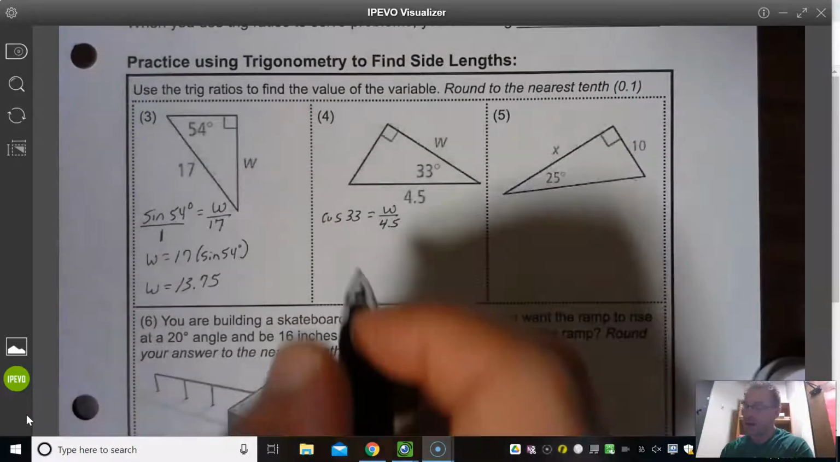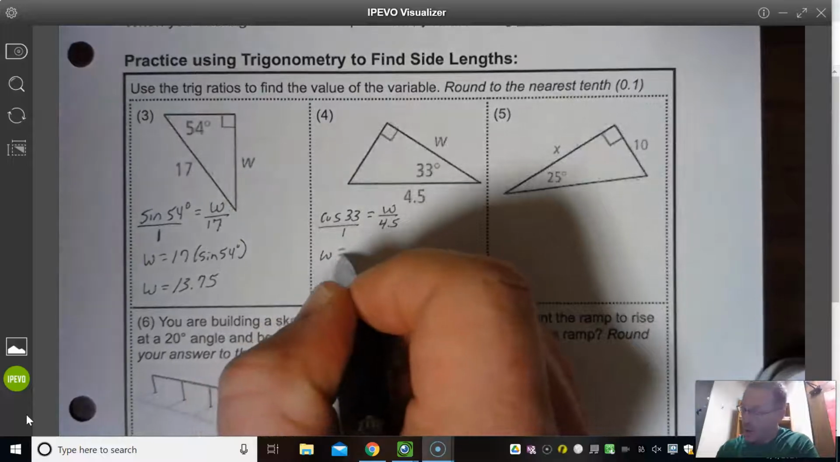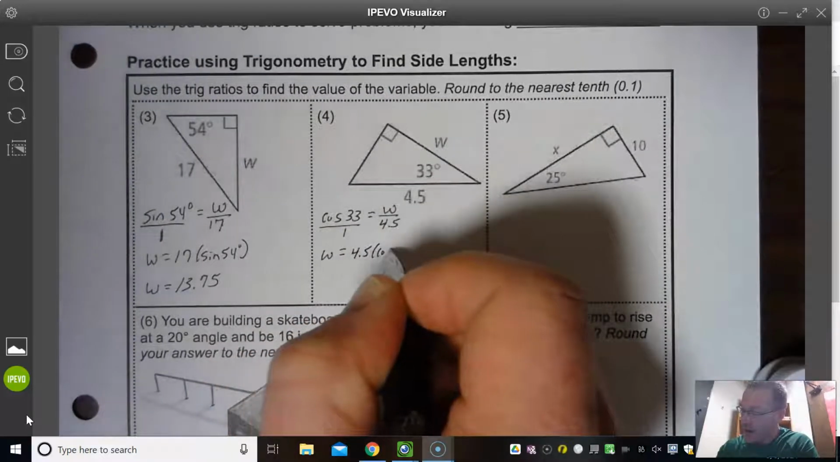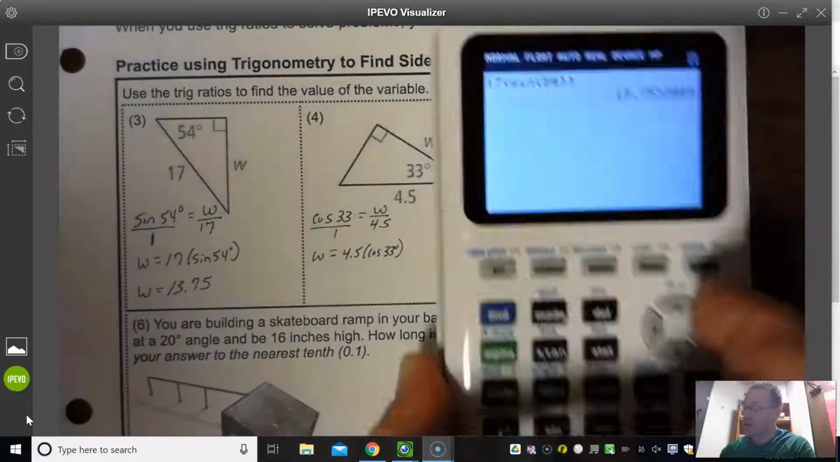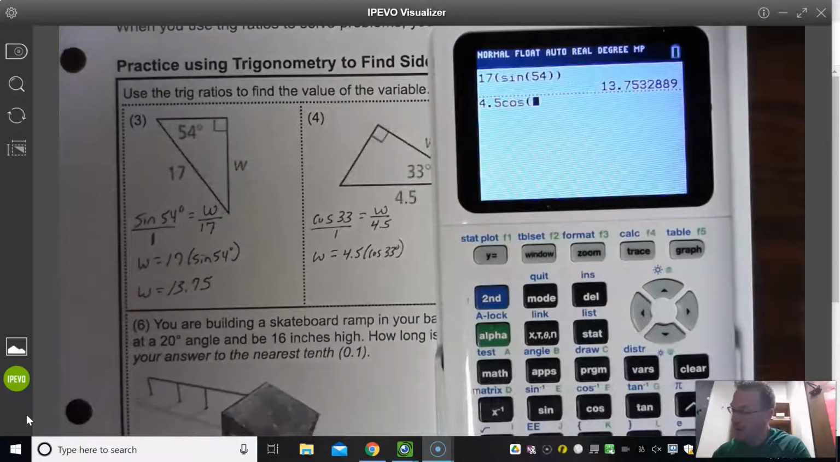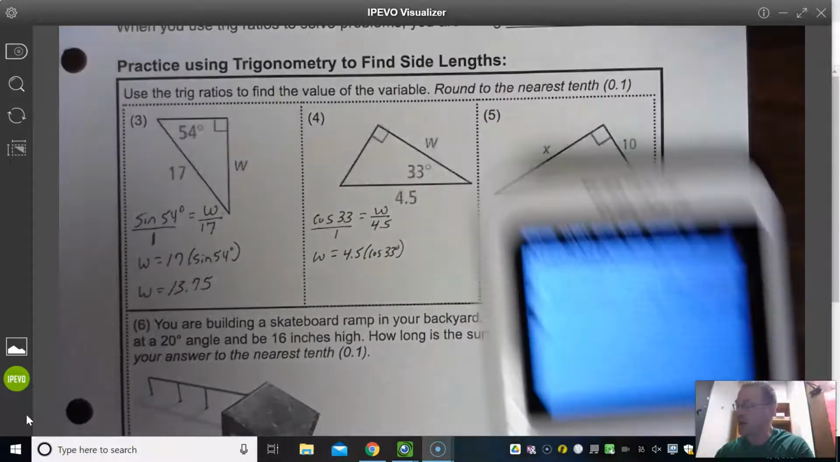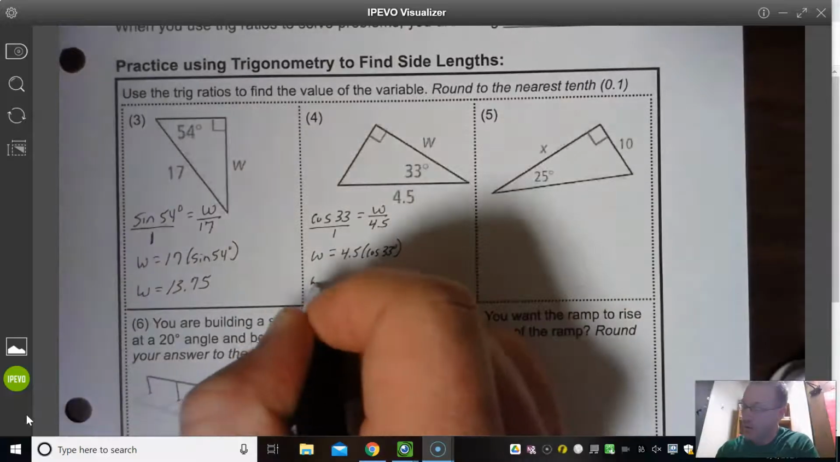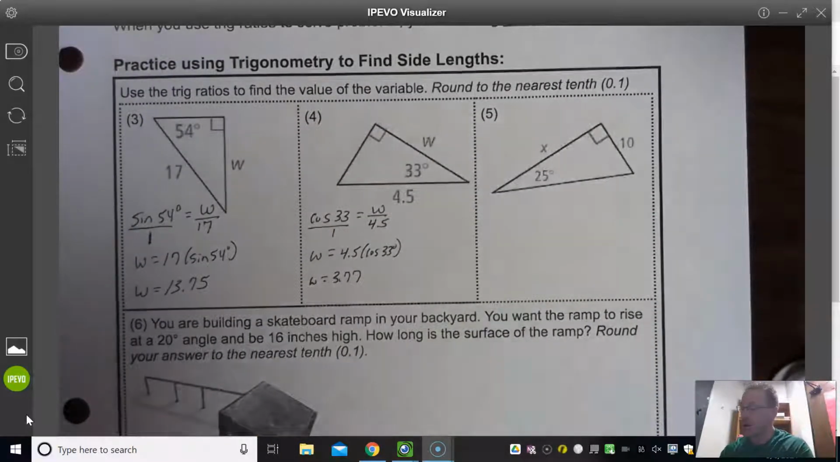Once again, we can cross multiply here. So I would do W equals 4.5 times cosine of 33 degrees. And then we're just going to type that into my calculator, or your calculator, 4.5 and then cosine of 33, like that. And that means that side is 3.77 units long. So W equals 3.77. And then we'll do one more here.